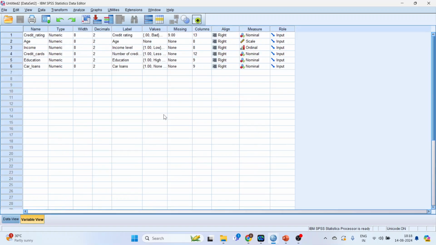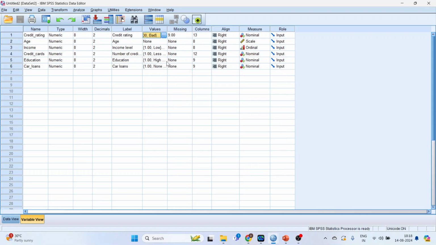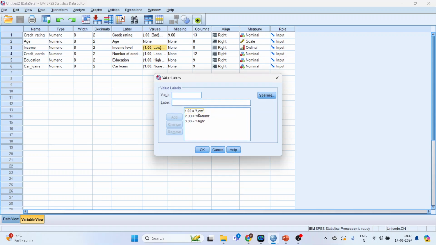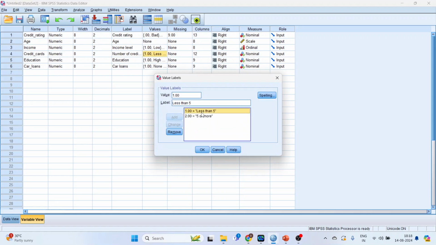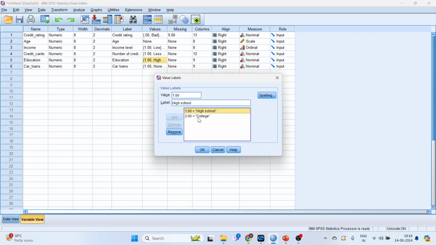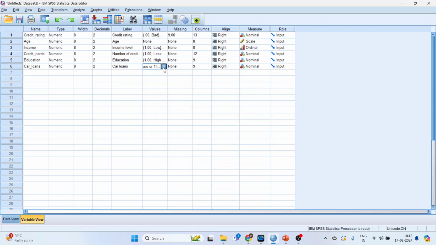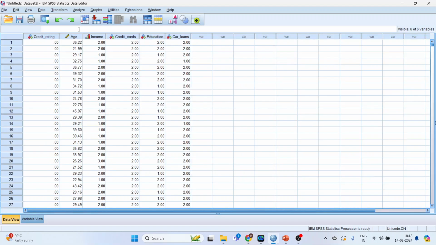This coding you can see from here also. Credit rating: if it is 0, bad; 1, good. In income, 1 is low, 2 is medium, 3 is high. Here is credit card: if it is 1, less than 5; 2, 5 or more. And here education: if it is 1, high school; 2, college. Remember these codes. Please remember these codes. Car loans: 1 is none or 1, 2 is more than 2. So the target variable is credit rating.